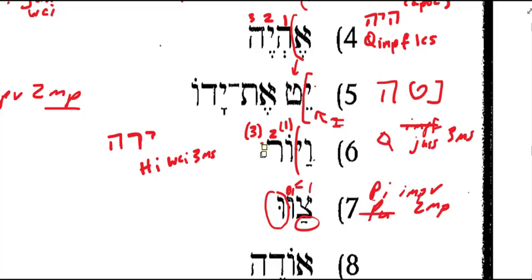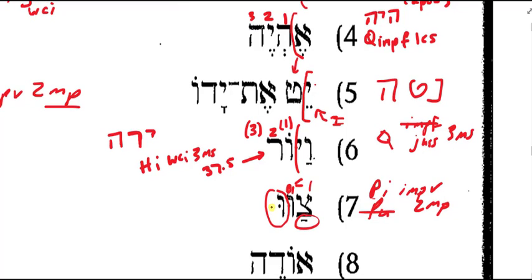So that apocopation happens in uninflected forms, and 3MS forms in our prefix conjugations are uninflected. So what does yara mean in the hifil? It means to teach. So this is and 3MS, he taught, and he taught. You can consult 37.5 in Ross for that.